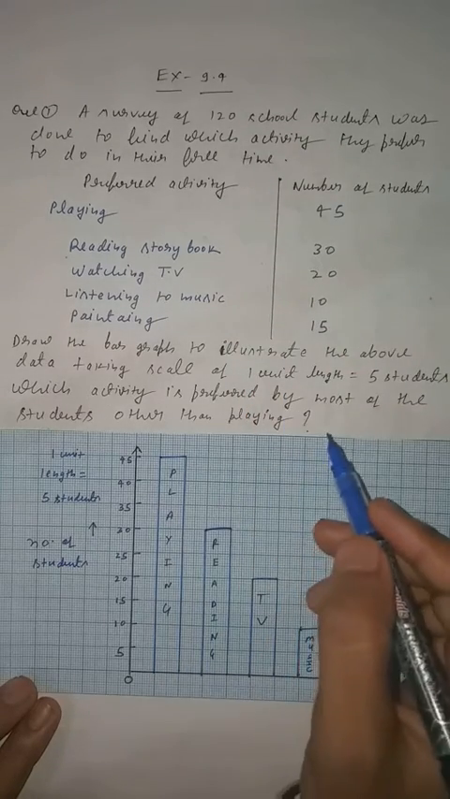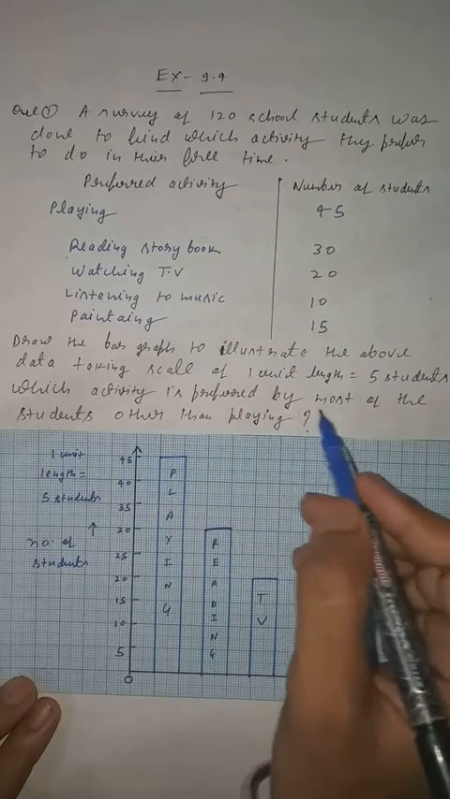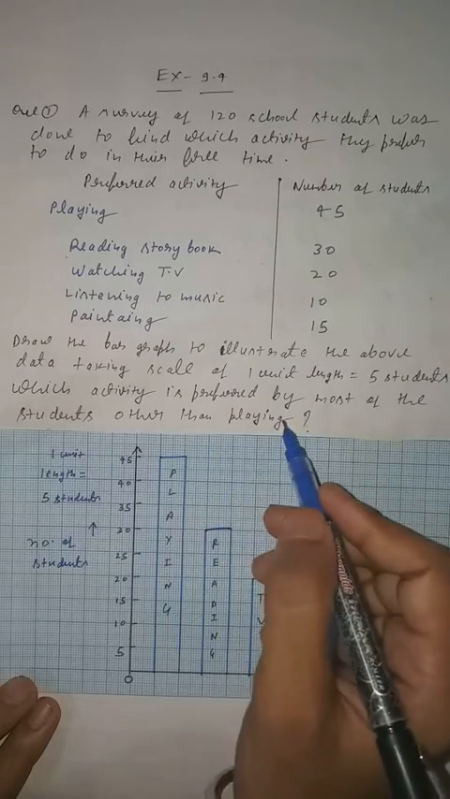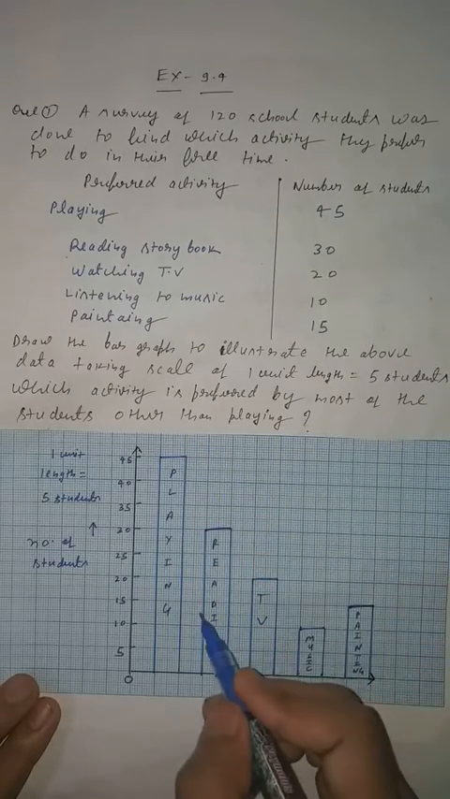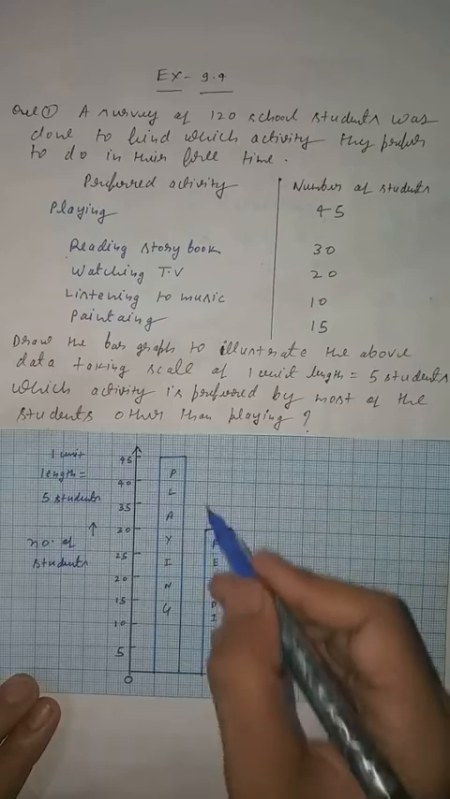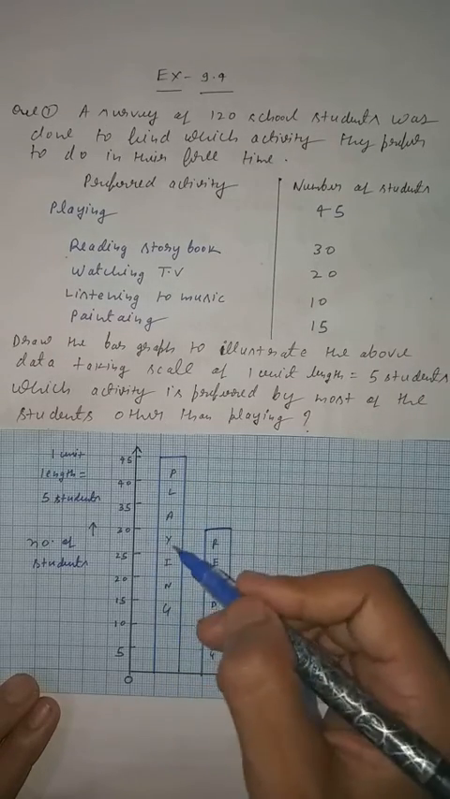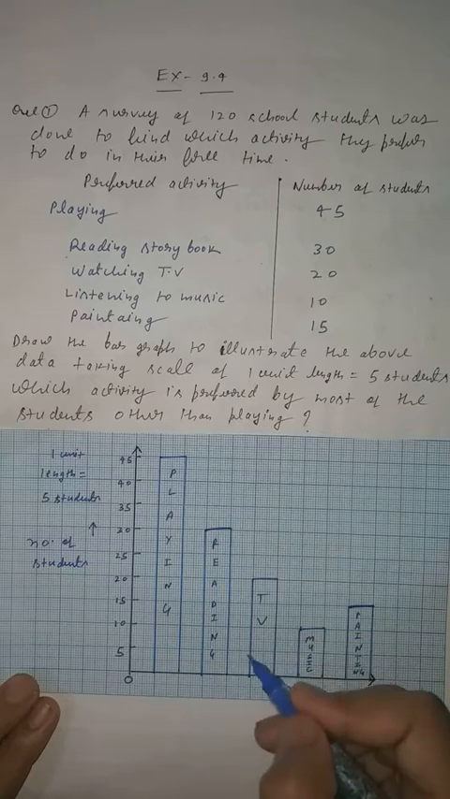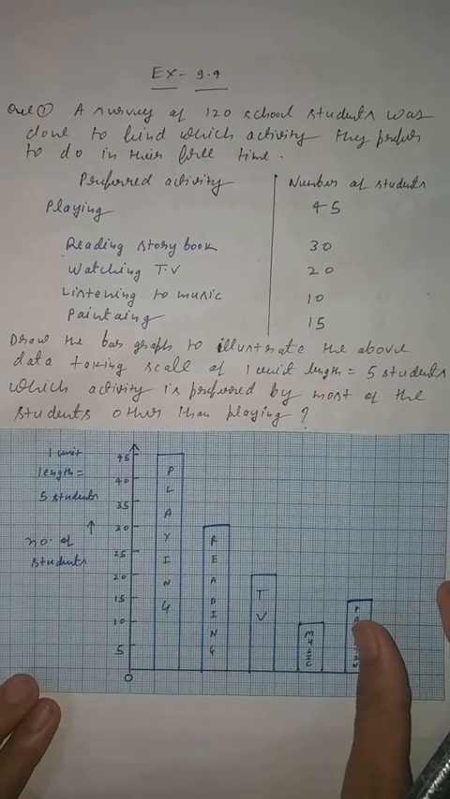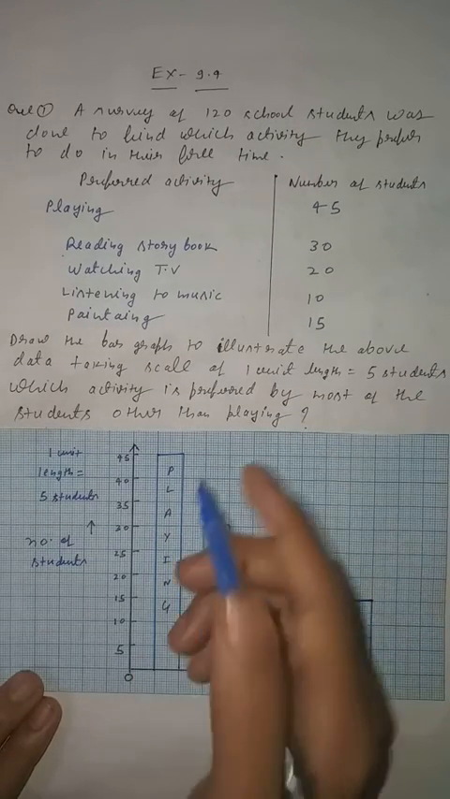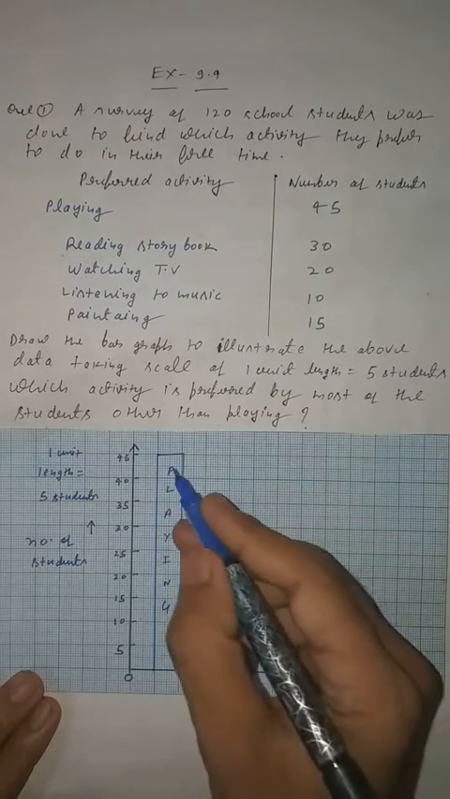Achha, in the question what is given? Most of the students other than playing. So other than playing, student, the highest bar is related to playing, and after playing the longest bar is reading. Clear, student? So your answer is reading. Why? Because playing is the highest bar.